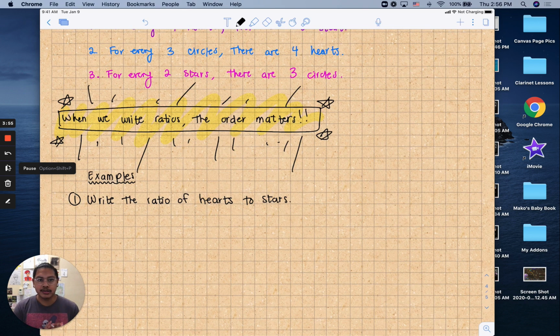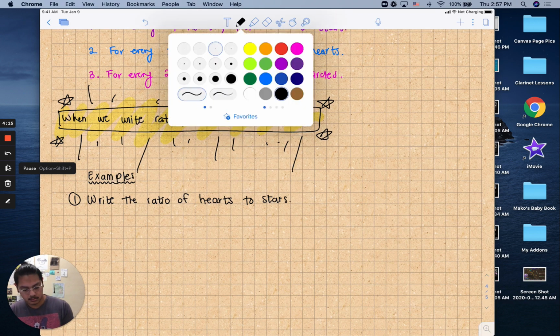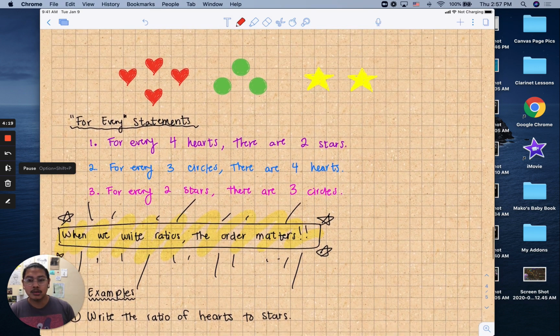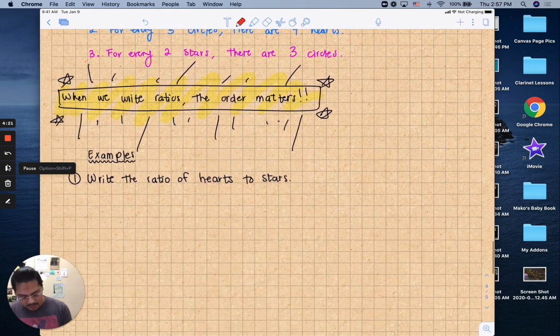All right, here's our first example. Go ahead, pause the video, copy this down. The directions tell us to write the ratio of hearts to stars. Pay very close attention to that order, please. Write the ratio of hearts to stars. Well, if we look at our drawing, how many hearts do we have? We have 4 hearts. So that number must go first.